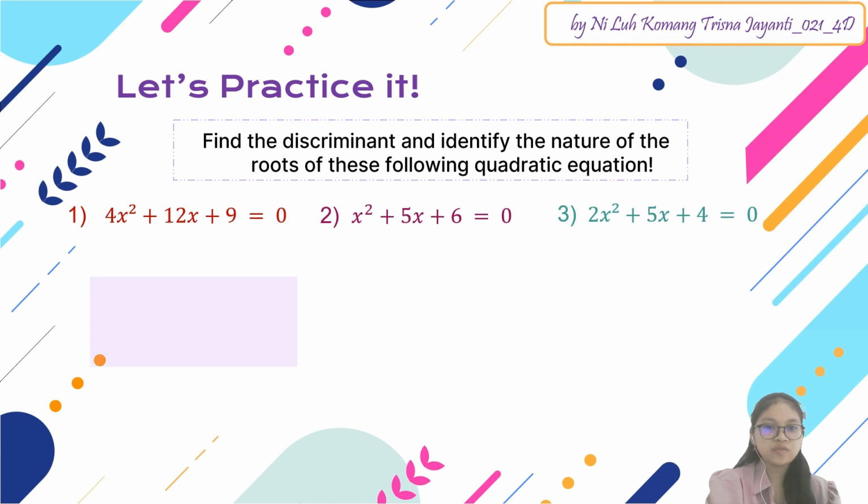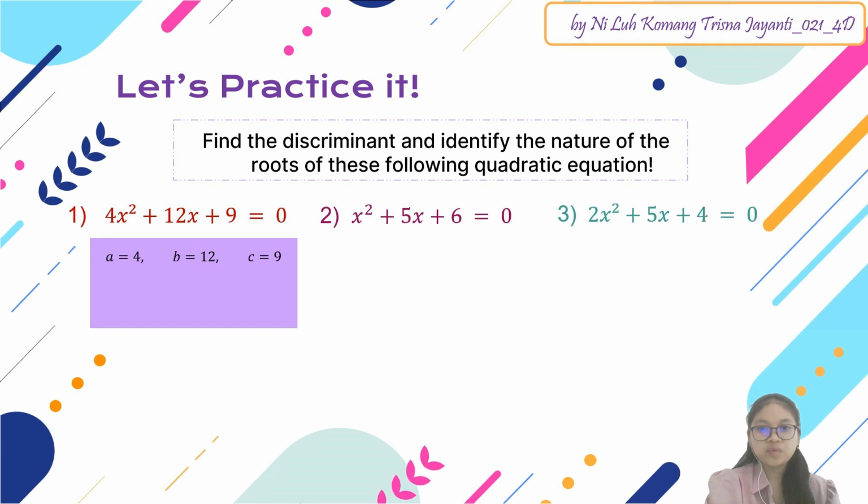First, I have 4x squared plus 12x plus 9 equals 0. The value of a is 4, the value of b is 12, and the value of c is 9. Using the formula b squared minus 4ac, we get 12 squared minus 4 times 4 times 9, which equals 144 minus 144. So we get 0.